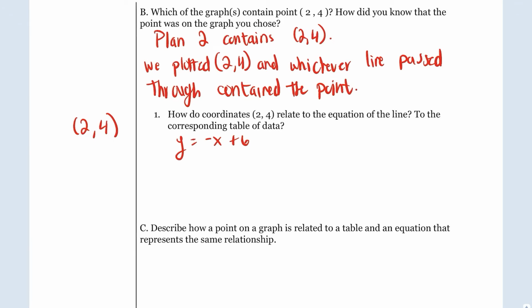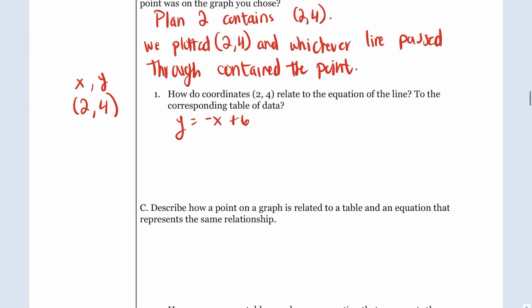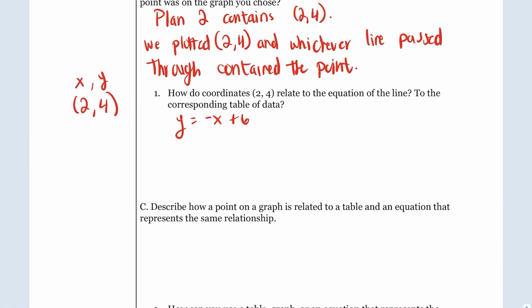So remember, we're getting into the habit of plugging values into the equation, right? Because we're looking for special coordinates. We're looking for special ordered pairs. And you might already be thinking of the word that I'm thinking of, but I don't want to spoil it here. So my x value is 2, my y value is 4, so I'm going to substitute those in, 4 for y, and then I'm plugging in 2 for x. So negative 2 plus 6 gives me 4.